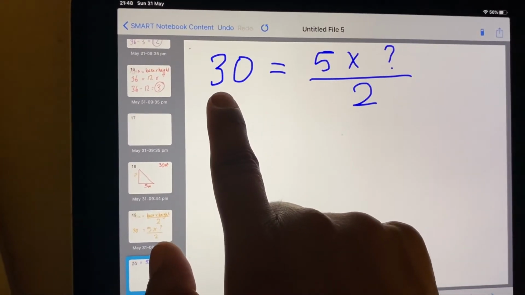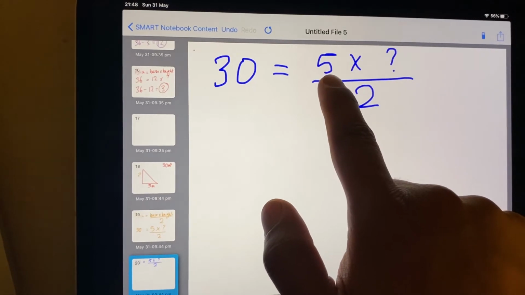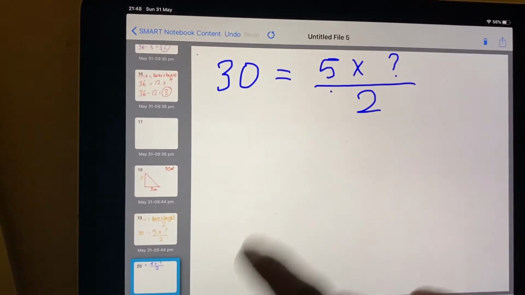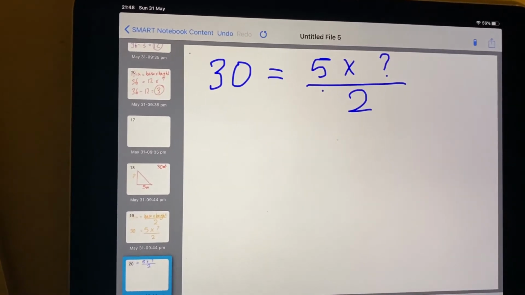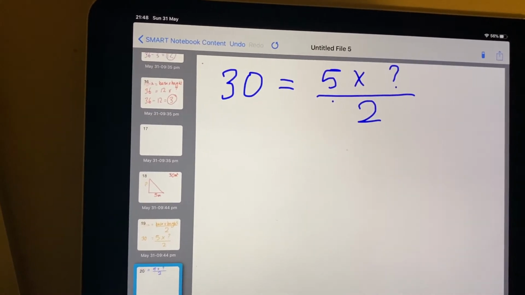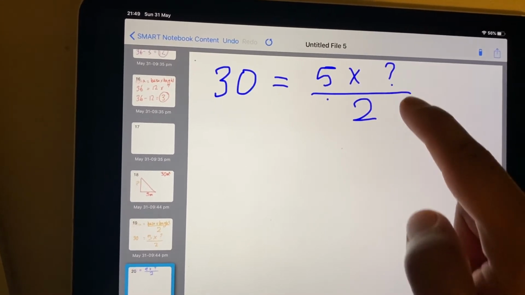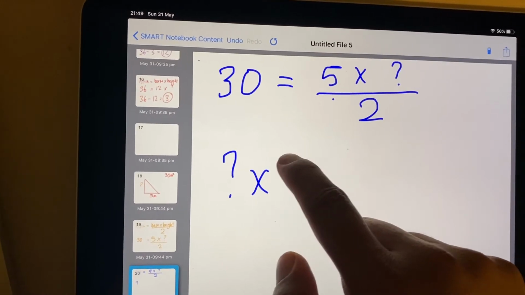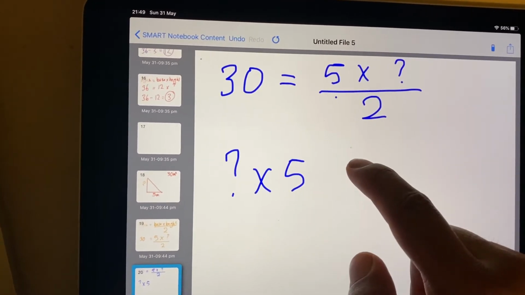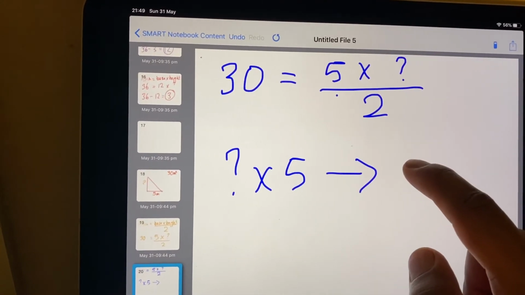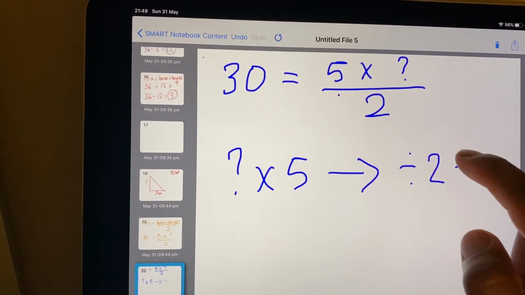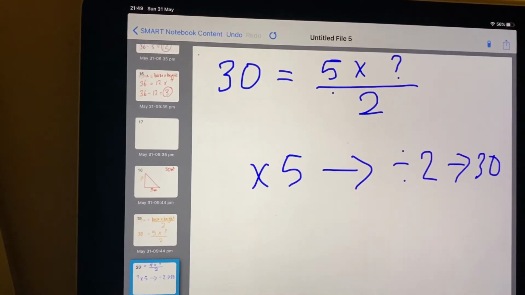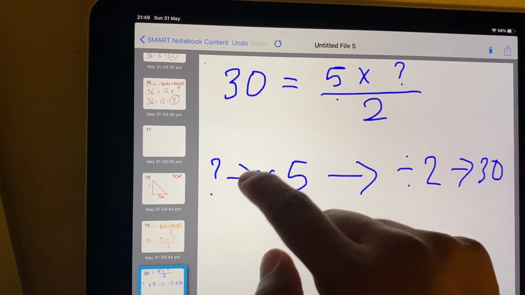So you can see here, my method to get 30 is I'm going to take my 5, times it by this question mark, and then divide it by 2, and we get 30. Okay, I'm just going to draw out this function box that you might have seen before.